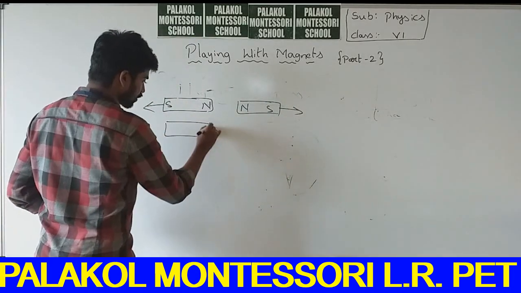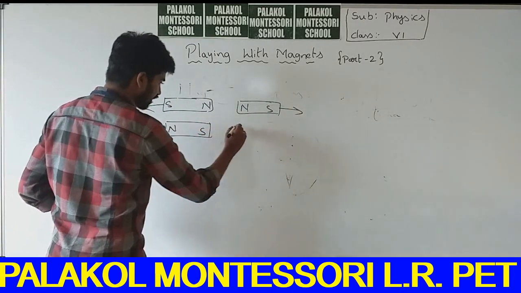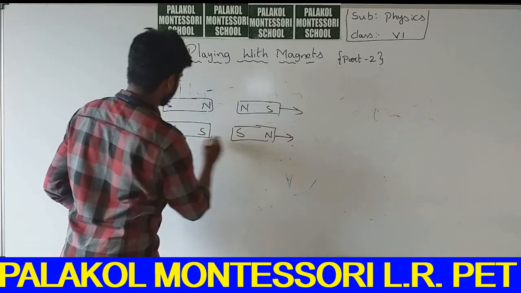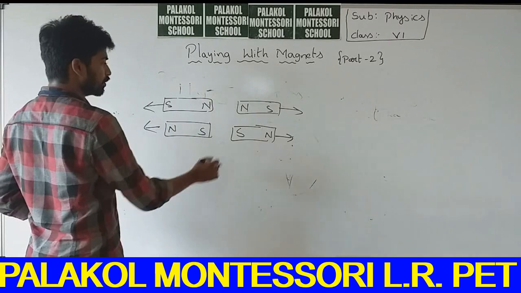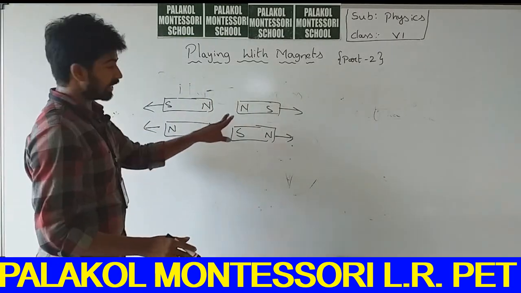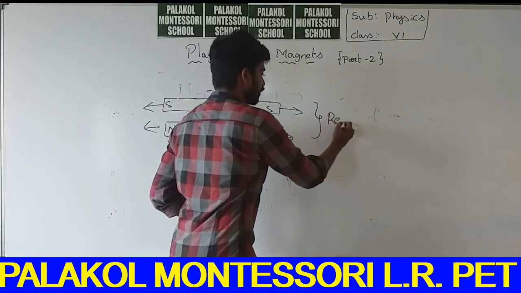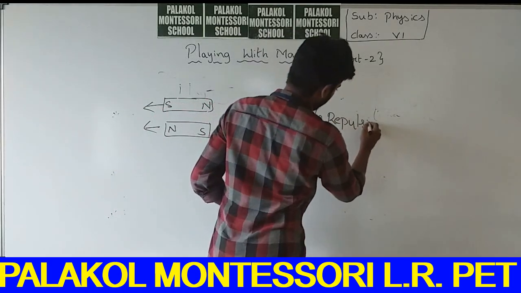If you place south and south poles near to each other, what will you observe? Again you will observe repulsion. So these are the two cases. When you keep north and north poles on the same side, they undergo repulsion. In this case, these two magnets will undergo repulsion.